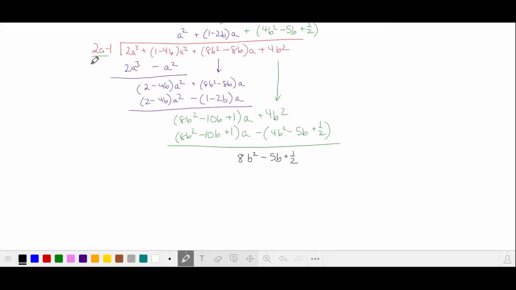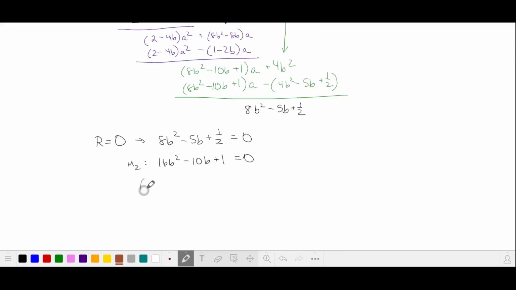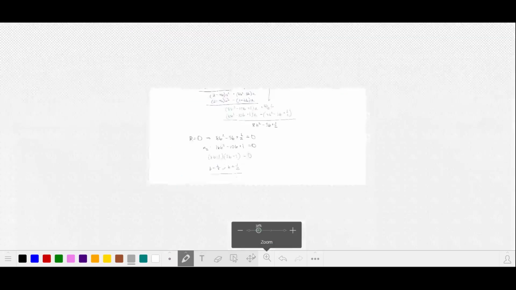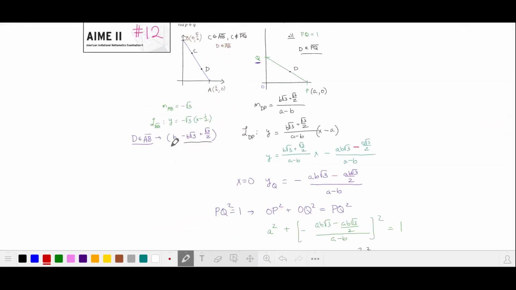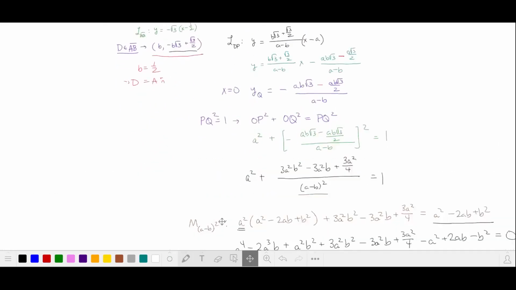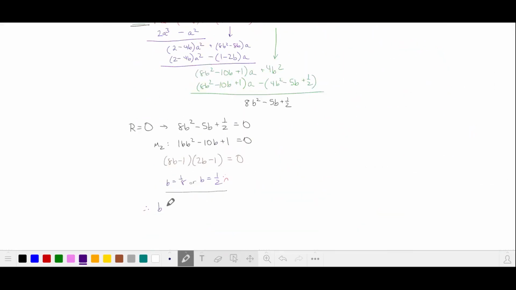In order to have the double root, when we divide by 2a minus 1, we must have the remainder equal to 0. So we'll set this expression equal to 0, multiply by 2, and we can factor this and solve for b. We need to eliminate one of these solutions, so let's remind ourselves of what b is. B was the x-coordinate of our point D. When b is equal to a half, that's going to have the same x-coordinate as a, which means that our point D coincides with point A, and we can't have that, so we can eliminate b equals a half. Therefore, our solution is b equals 1/8.